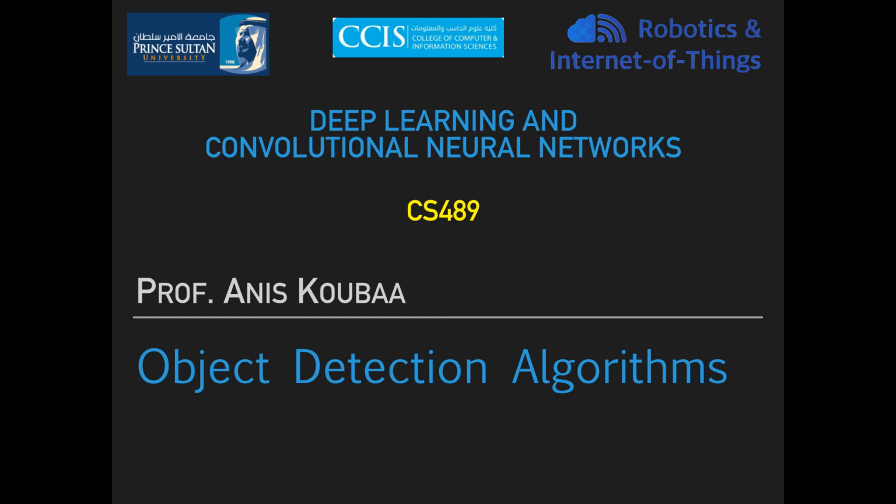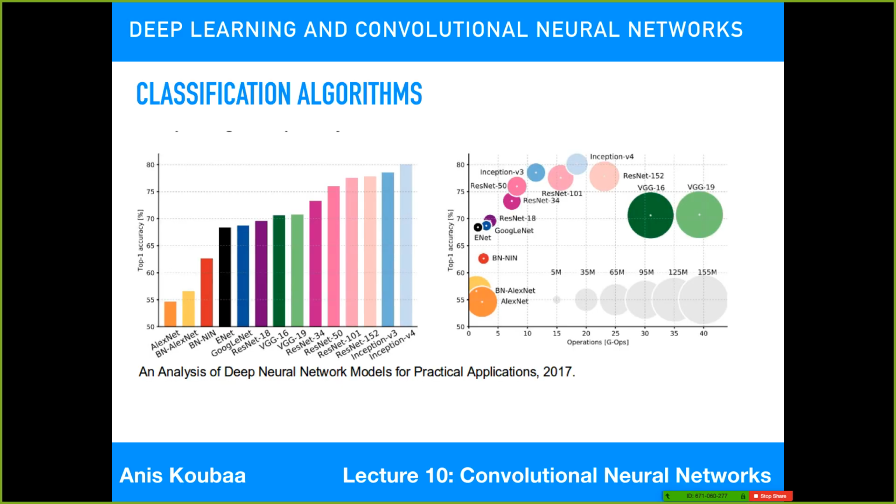Okay, so this is a new lecture and today we are going to talk about object detection algorithms. In the previous lecture we talked about the different classification algorithms, the state-of-the-art algorithms that were proposed since AlexNet in 2012. We presented the architecture of different ones and their evolution, starting from AlexNet and ResNet, GoogleNet, VGGNet, and Inception as well, and the different characteristics of all of them.